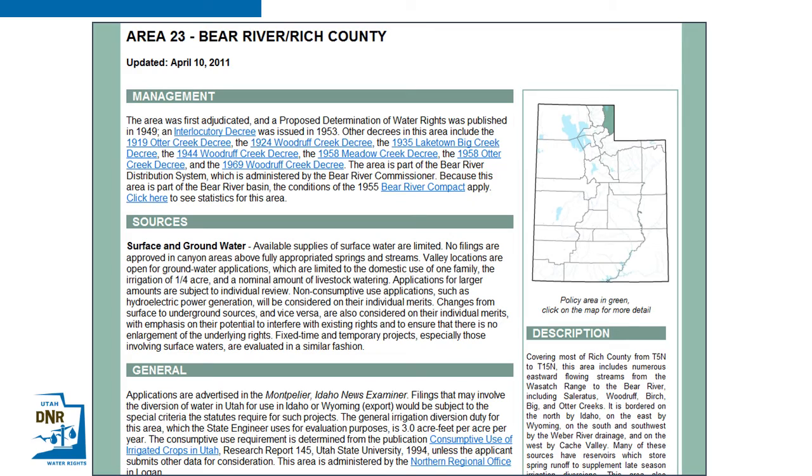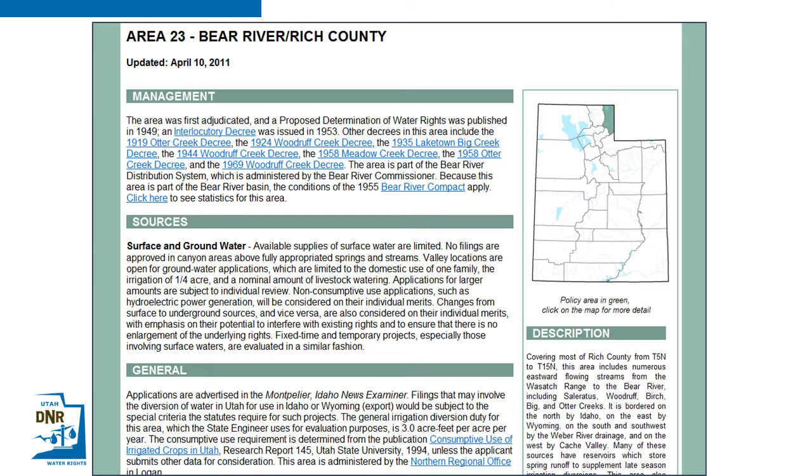We are going to look at Area 23, the Bear River or Rich County. The first section on this page that comes up is the management section. This is where you will find any decrees or groundwater management plans for the area. Decrees typically come about through the adjudication process or from court cases. Groundwater management plans are typically 3-year studies on an area in cooperation with the USGS survey or other entities. You can also find water compacts in this area or other important documents or filings.